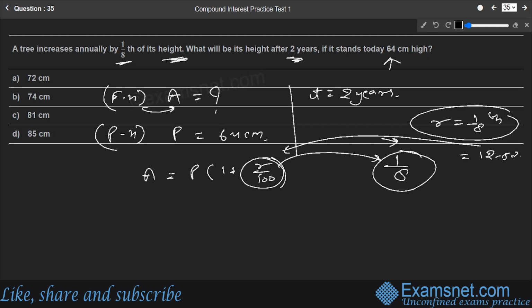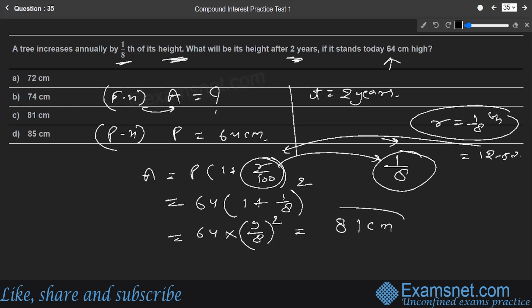So now if we use the formula, the final value is to be decided. So that is unknown. Present value is 64, present height, 1 plus 1/8. And how many times? It is 2 years of time in there. So if you solve this equation, you're going to get 64 into 1 plus 1 by 8, which is 9 by 8, whole square. Okay, if you solve this further, this is coming out to be simply 81 centimeters. So after 2 years with the same growth rate, 1/8 of its height, the final height is going to be 81 centimeter, which is available in option number C, and is the right answer.